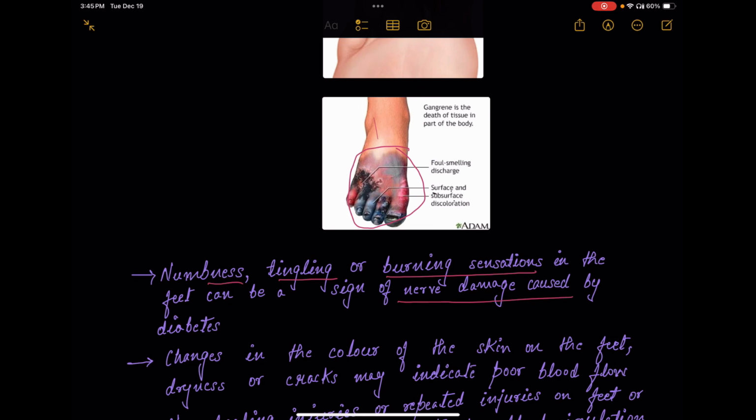And as we have studied earlier, due to the process of glycation, there is destruction or damage of the small arteries that supply blood to the nerves. So the nerves are also getting damaged because the arteries are getting damaged. So there are symptoms like numbness, tingling, and burning sensation.